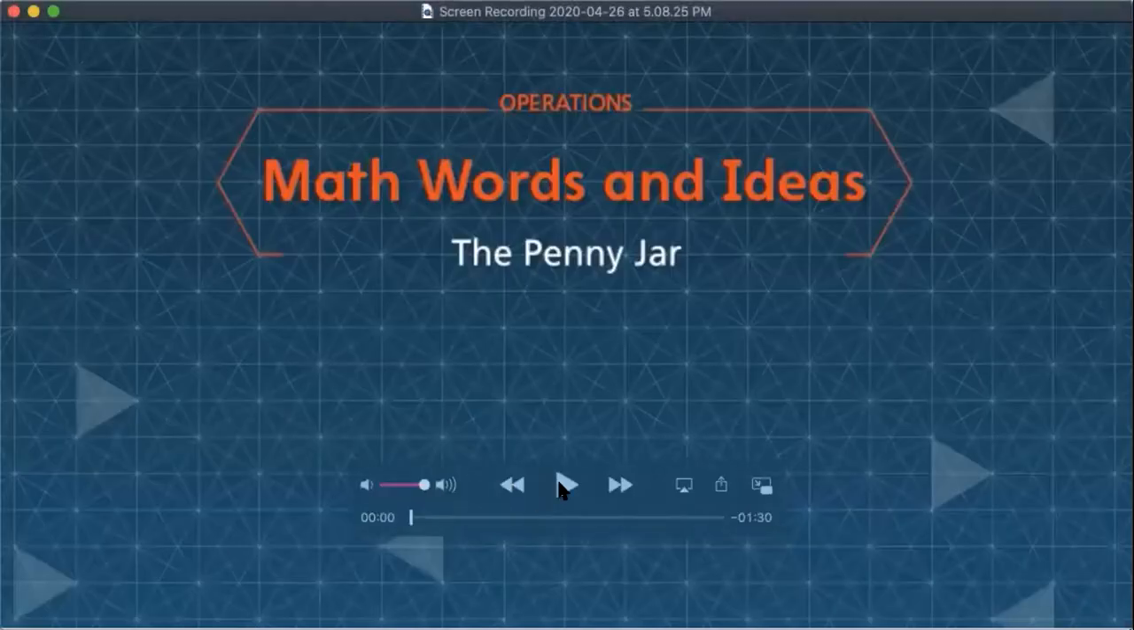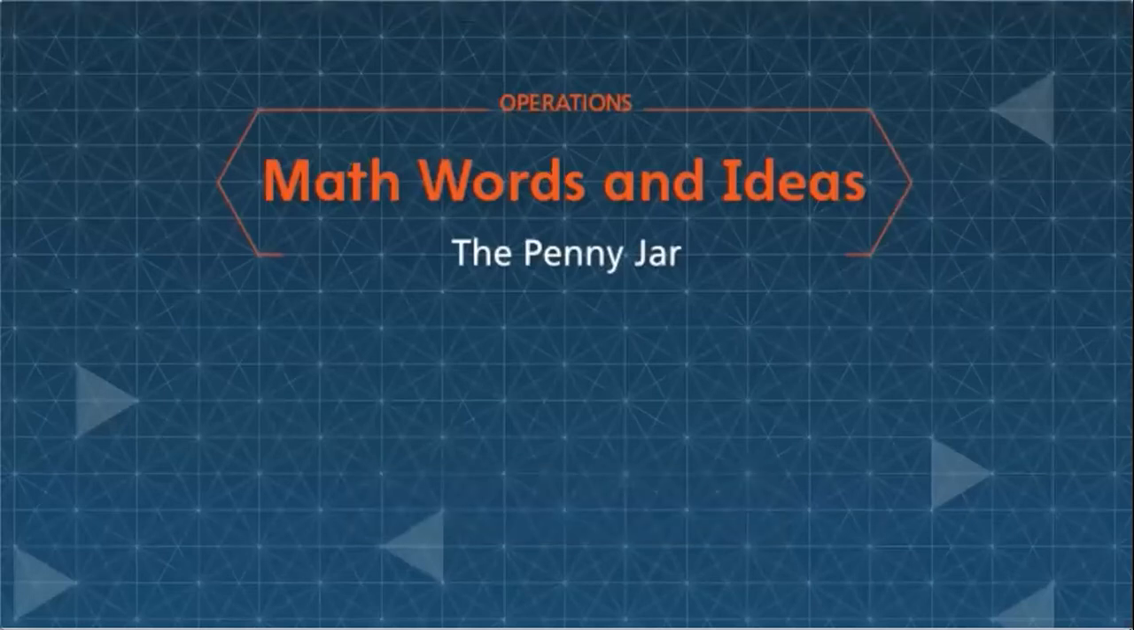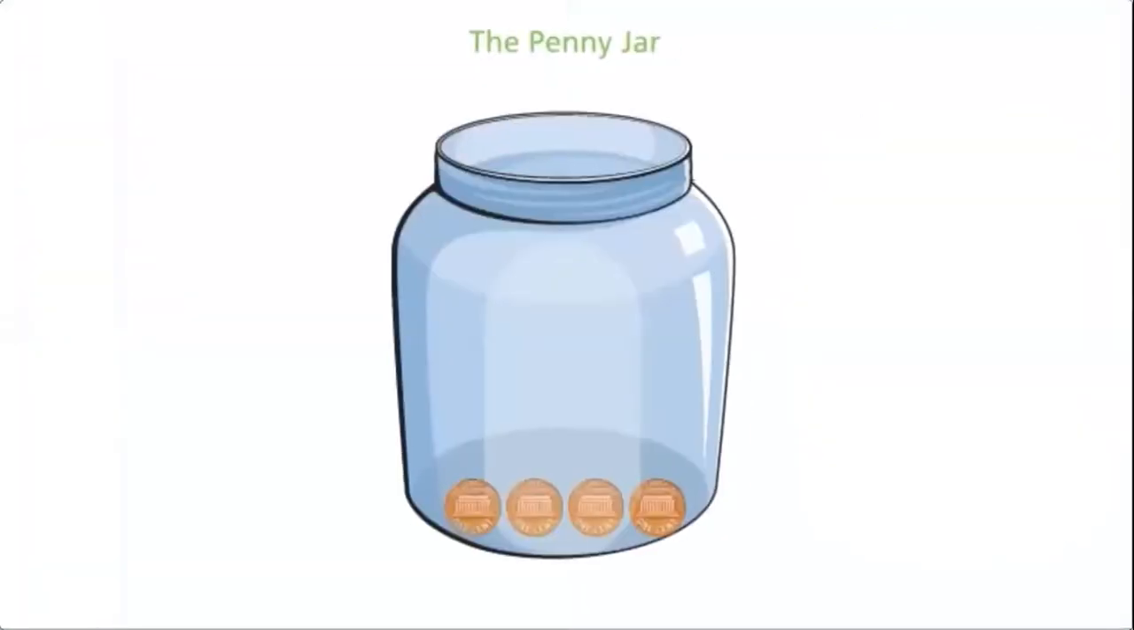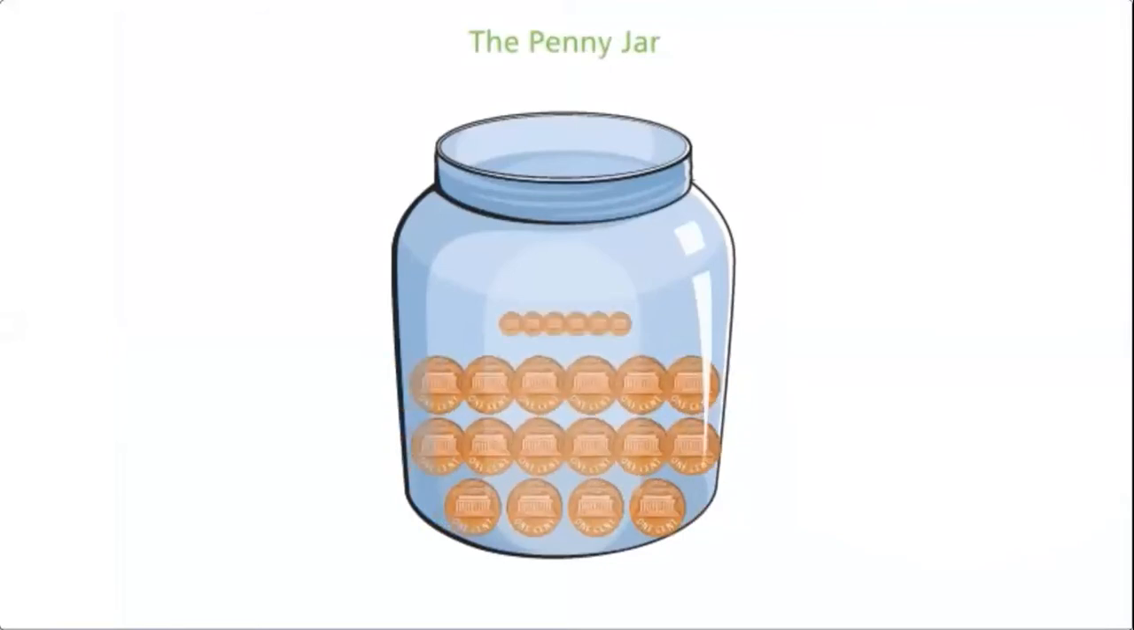So here we go. The penny jar. A penny jar starts with a certain number of pennies already in it. This penny jar starts with 4 pennies in it. Then, the same number of pennies are added each round. For this penny jar, 6 pennies are added each round.